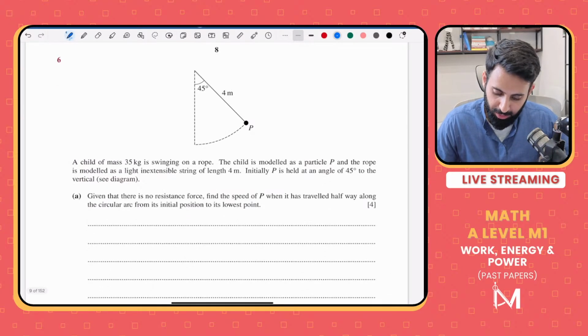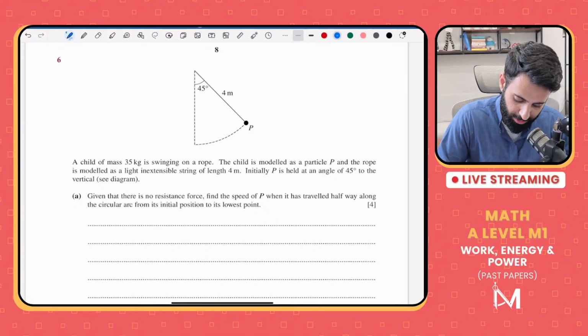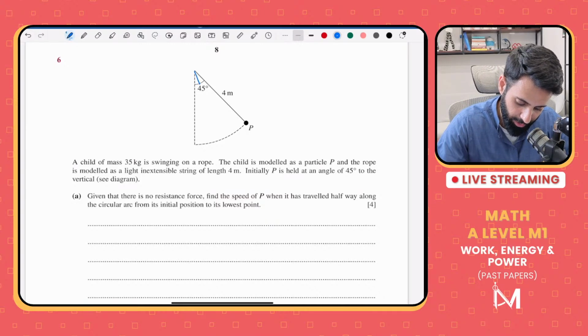So it says a child of mass 35 kg is swinging on a rope. The child is modeled as a particle and the rope is modeled as a light, inextensible string of length 4 meters. Initially, P is held at an angle of 45 degrees to the horizontal. Given that there is no resistance force, find the speed of P when it has traveled halfway along the circular arc from its initial position to its lowest point. So that means halfway would be something like this. And because it's halfway, that means the angle would be 22.5 each.